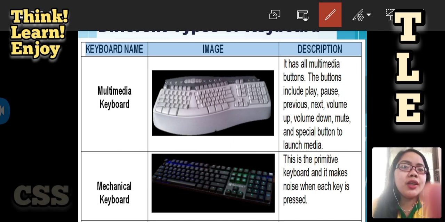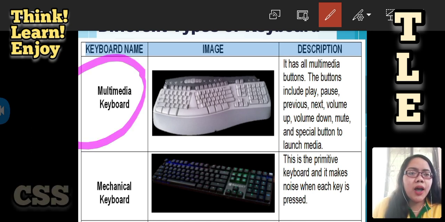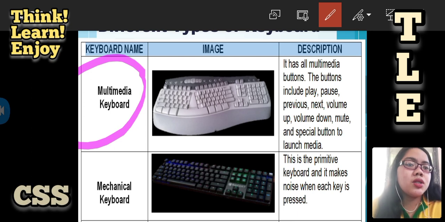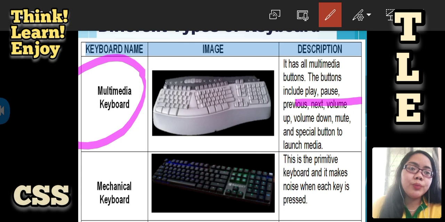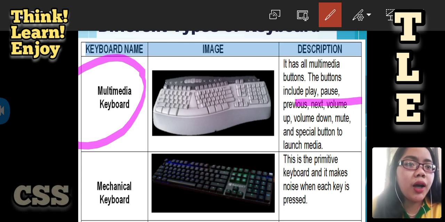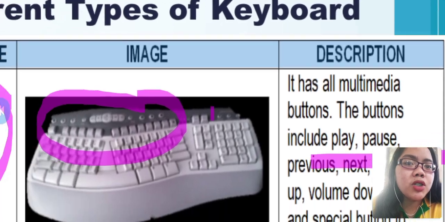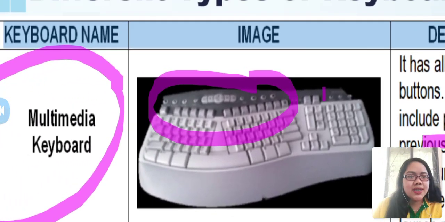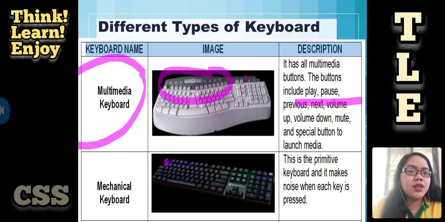So, sa ating different types of the keyboard, unang-una natin dyan ay yung multimedia. Paano ba sinasabing multimedia siya? So, ito lang po ang dapat tandaan. Ito po ay may play, pause, previous, next, volume, nandyan yung mga iyan. So, ano pong example yan? Ito, sa picture. So, makikita po natin sa picture, meron siyang mga multimedia setting. Nandyan ang play, pause, next, down, mute, and so on.